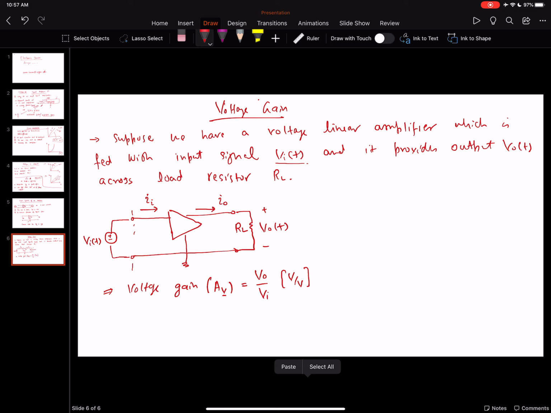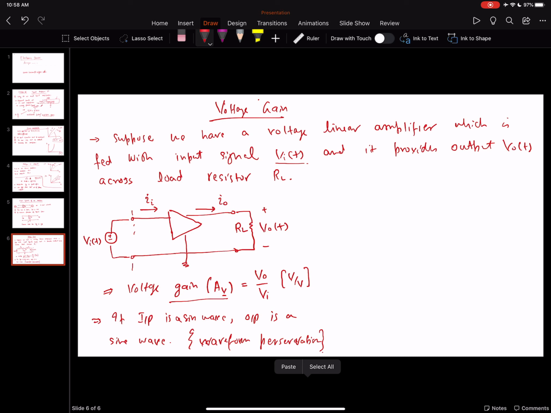Since we assume that it's a linear amplifier, our factor AV is a linear parameter. This means that, for example, if our input is a sine wave, our output is a sinusoidal wave as well. So, waveform preservation, in simple terms.